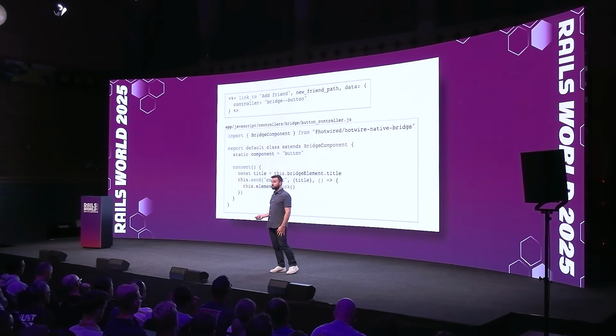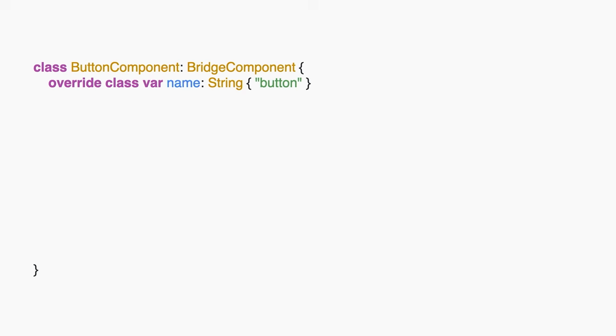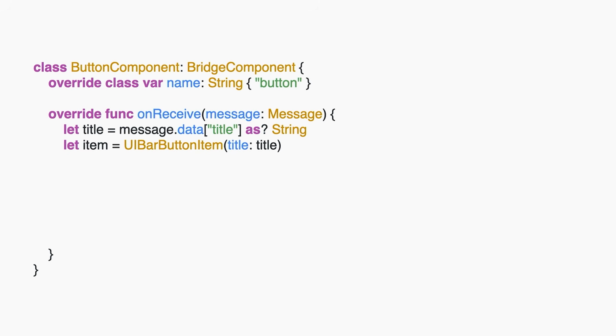Let's move on to the iOS side in Swift, where we create a button component that inherits from BridgeComponent. We'll identify that with the same button string that we had on Stimulus, and we'll override the only function required, onReceive. This gets called every time this.send is fired from the web. Here, we'll extract that title that we passed along as context, as a string, and throw it into a UIBarButtonItem. It's a button, but Apple doesn't call it a button, it calls it an item.